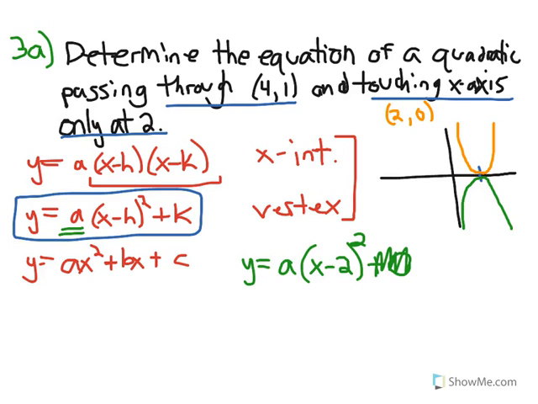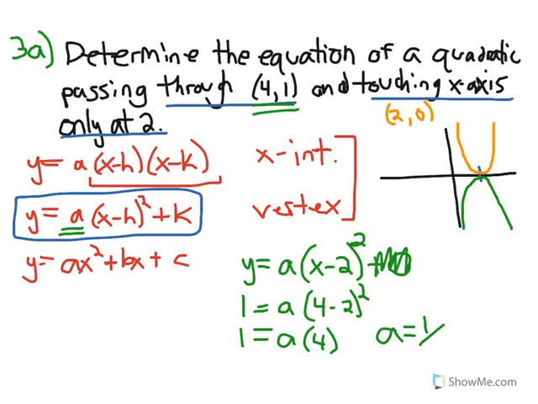Now we use our other piece of information, which is the fact that (4, 1) must lie on here. Sub those in for your x and y and solve for a. So at (4, 1), y is 1 equals a, which we're still looking for, times (4 minus 2) squared. This gives us 1 equals a times 4, because 4 minus 2 is 2, squared is 4. So a must equal 1 over 4.